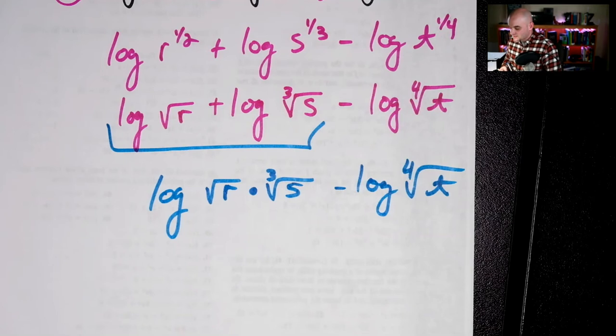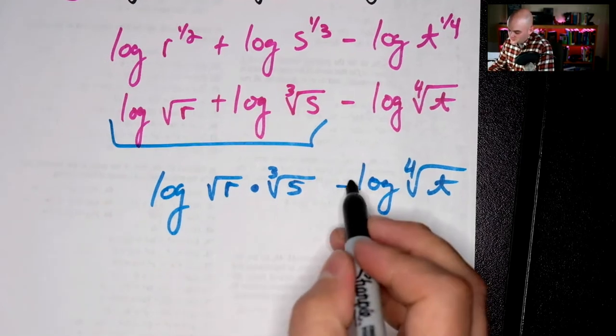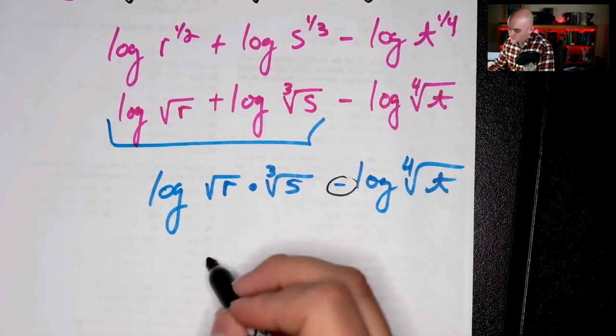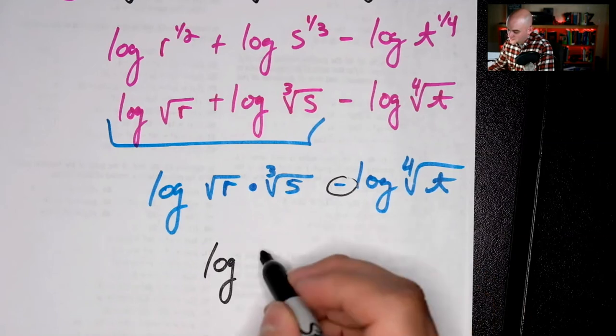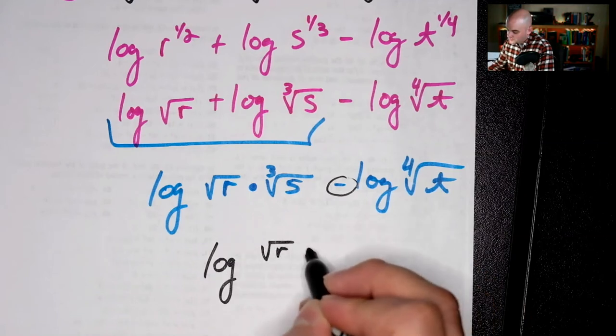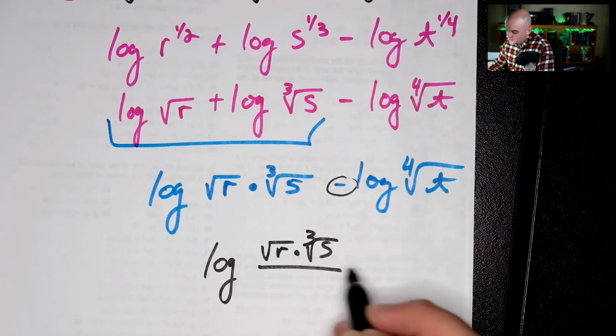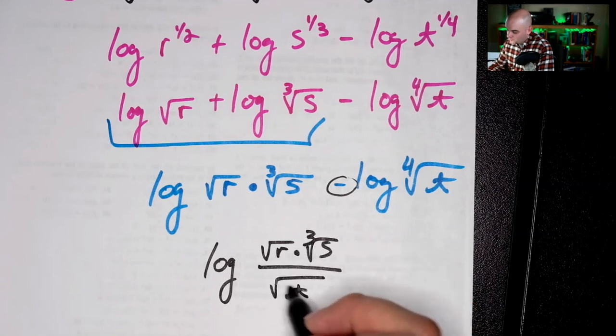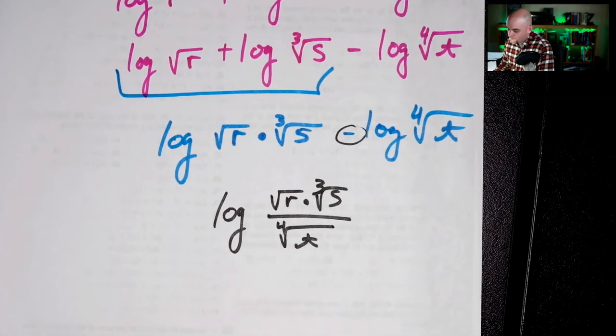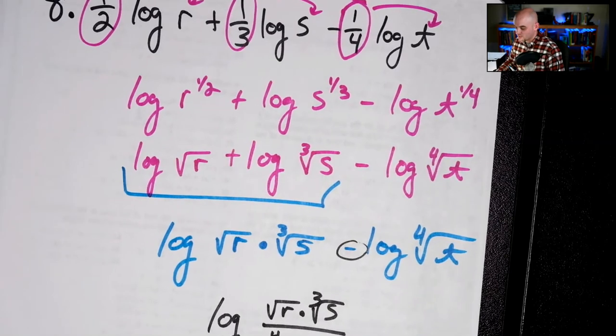And then lastly, to combine these, I'm going to say, all right, I've got a subtraction symbol there, so I've got the same base, log base 10. And in the numerator, we're going to have square root of r times the cubic root of s. And in the denominator, we're going to put the 4th root of t. Okay? Once again, this is all good practice, just trying to combine and expand our properties. Right now, it's all combining. But once we get through these first 21, we'll be expanding some as well.